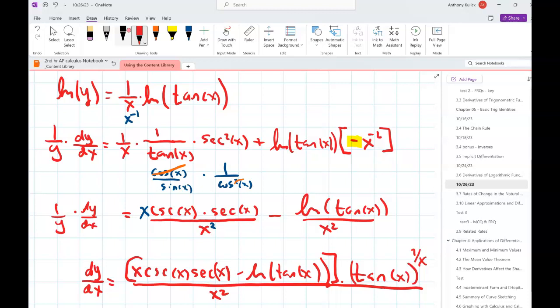Pierce. Where did you get that x to the left of cosecant x? Where did that come from? Me just making a common denominator. Oh, okay. So I could add the two fractions.